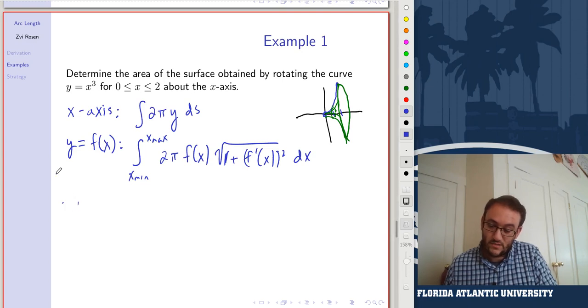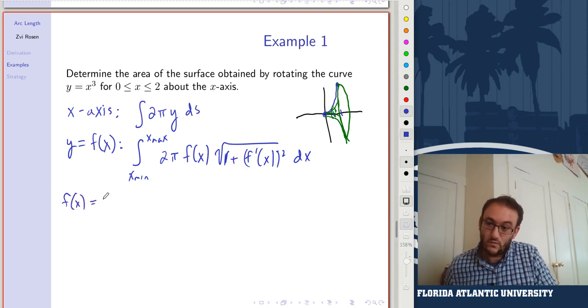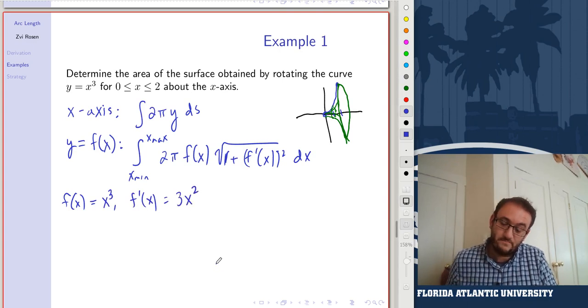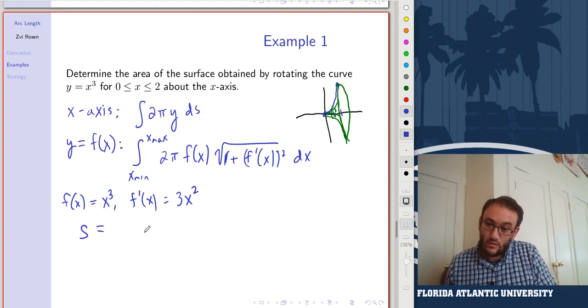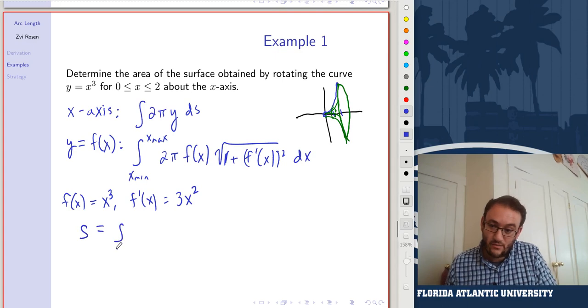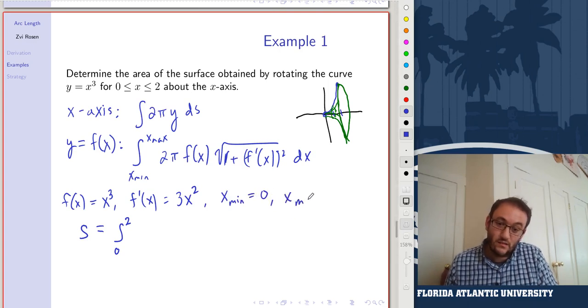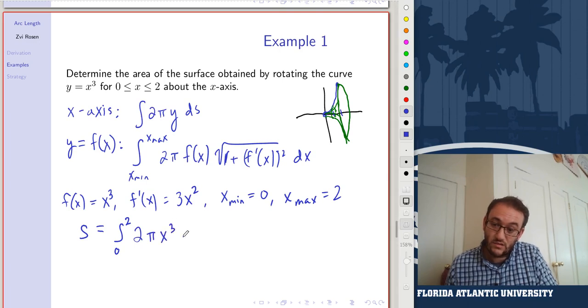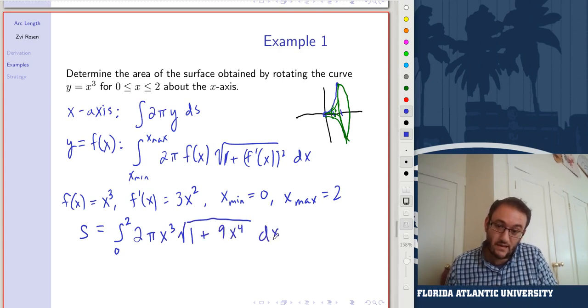We'll note that f of x equals x cubed, and f prime of x equals 3x squared, which means that our surface area will be given by the integral from x min, which is 0, to 2, and I'll write that here for completeness. X min equals 0, x max equals 2. Integral from 0 to 2 of 2 pi x cubed times the square root of 1 plus 9x to the 4th dx. Now we can factor out our 2 pi and start thinking about how to integrate this expression.